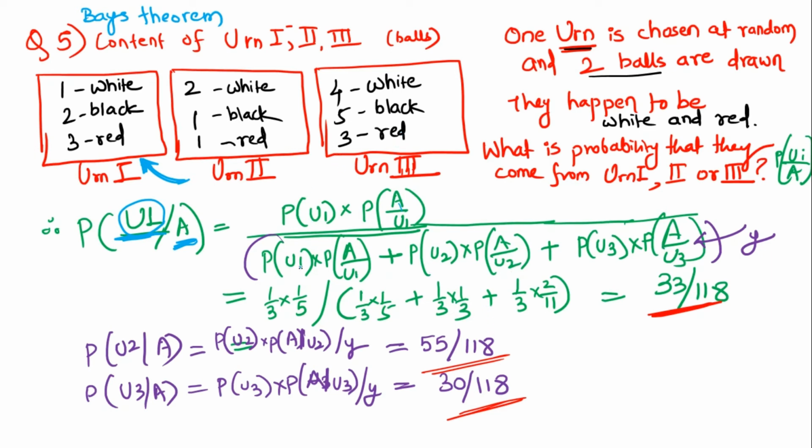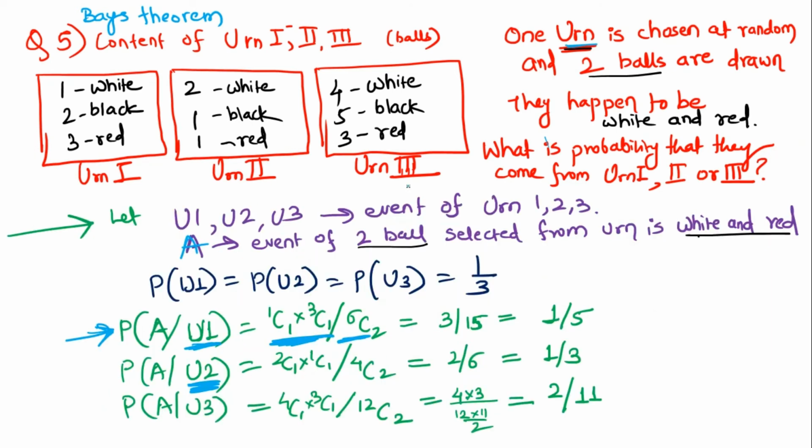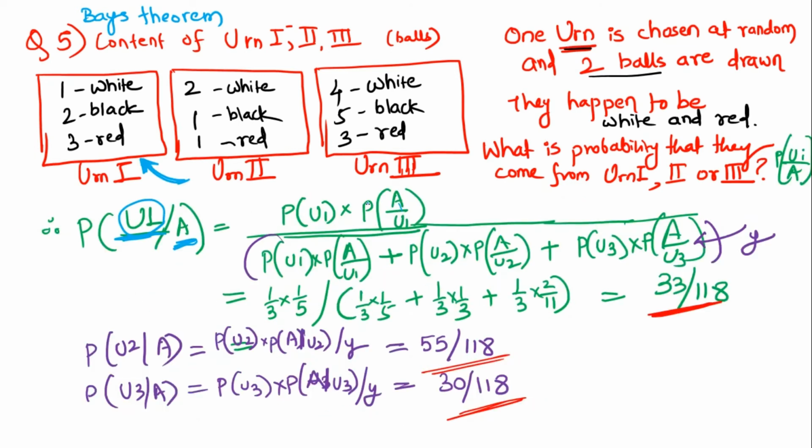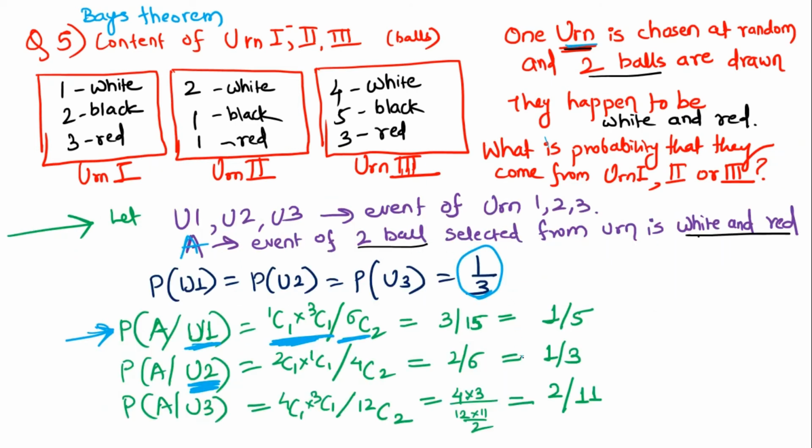Now we have already calculated all of these values. The probability of urn 1, from the previous slide, is 1 by 3. For each of these urns, the probability is 1 by 3. And the probability of the event of taking out two balls from the first urn, one white and the other red, is 1 by 3.